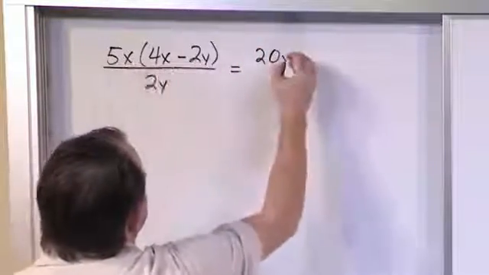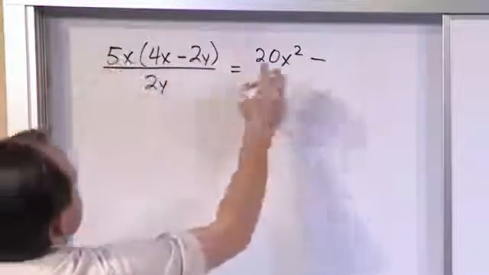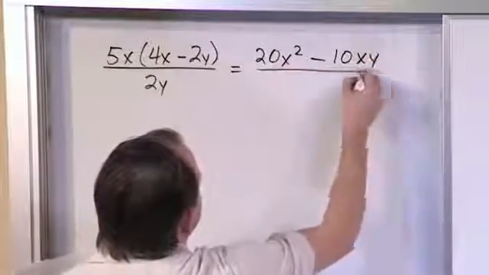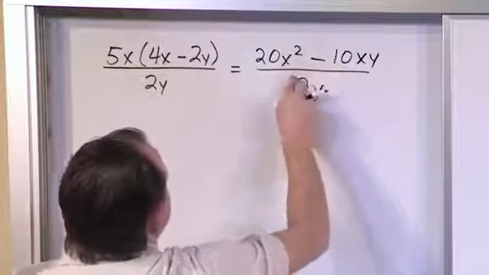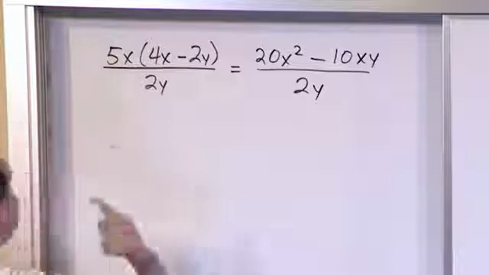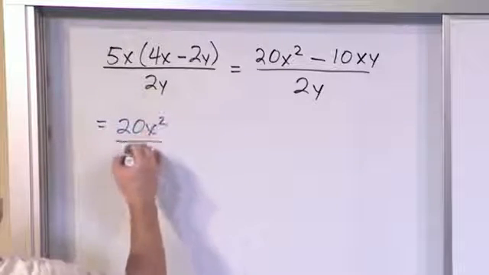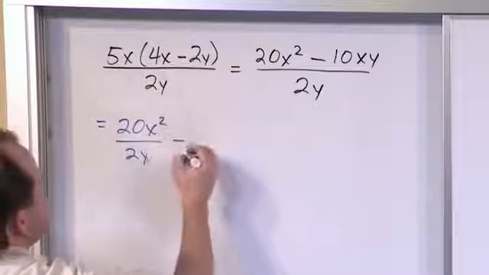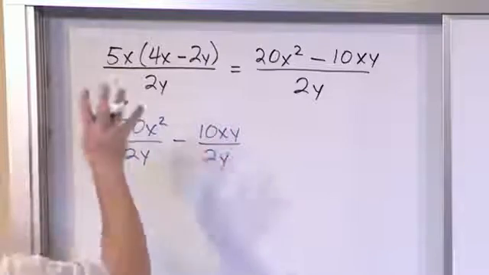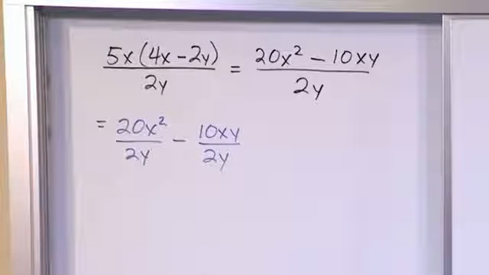X times x is x squared. All right. The minus comes here, and 5 times 2 gives me 10. X times y is xy. Everything on the bottom is the same. So now this looks familiar with what I've done in the last few problems. So I can split this fraction up. 20x squared over 2y minus, because I'm linking with this, 10xy over 2y. The only thing different is I had to do this distribution first before I could do anything else.